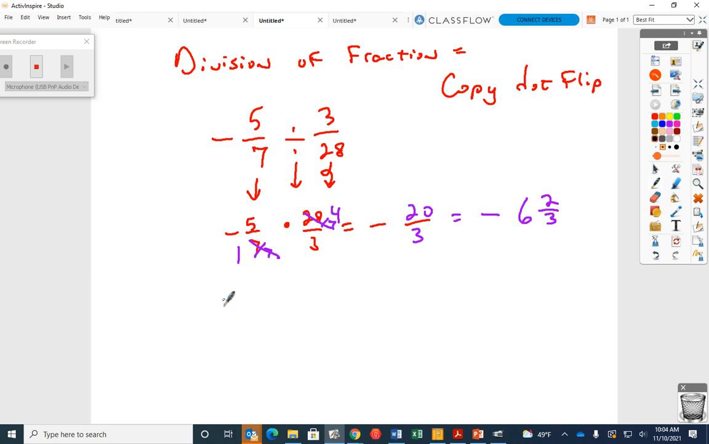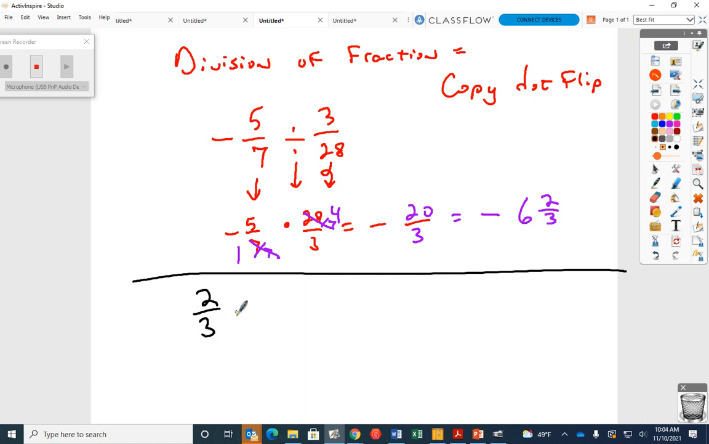Let's say I have 2/3 divided by 8/9. Okay? We'll make this negative. Negative 8/9. Okay? Well, it doesn't matter that there's numbers here that are positive and negative.